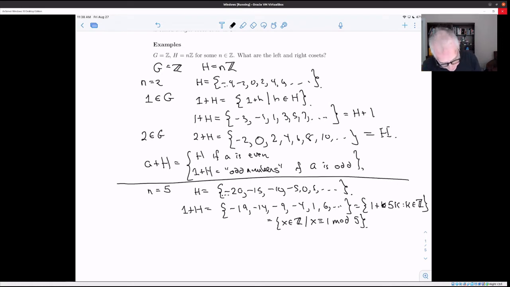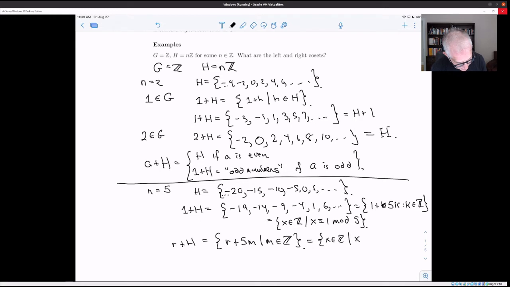And more generally, if we look at r plus H for some r, this is the collection of r plus 5m as m runs through Z, right? Because we take the multiples of 5, that's what the 5m is, and we add r to all of them. But that's exactly the collection of x in Z such that x is congruent to r mod 5. In other words, the coset is again an arithmetic progression.